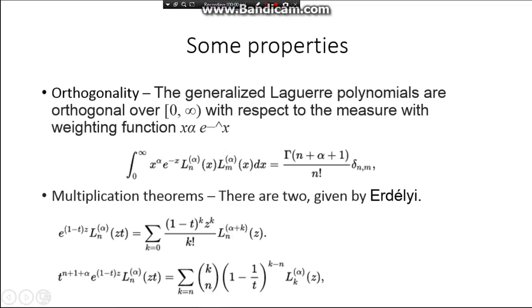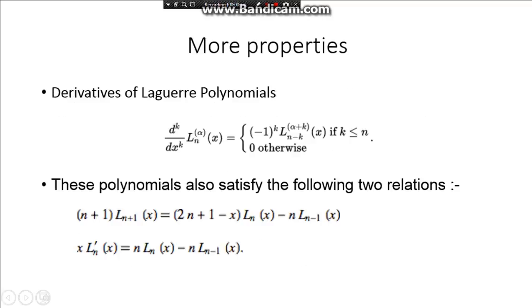The second property we come across for Laguerre polynomials are two multiplication theorems which were given by Erdélyi, and these theorems are listed below. Let's look at the next property, that is the derivatives of Laguerre polynomials, which states that the kth derivative of the nth Laguerre polynomial of x with respect to x is equal to (-1) raised to k times the (n-k)th Laguerre polynomial of x with alpha plus k, if k is less than or equal to n. Otherwise, it is 0.